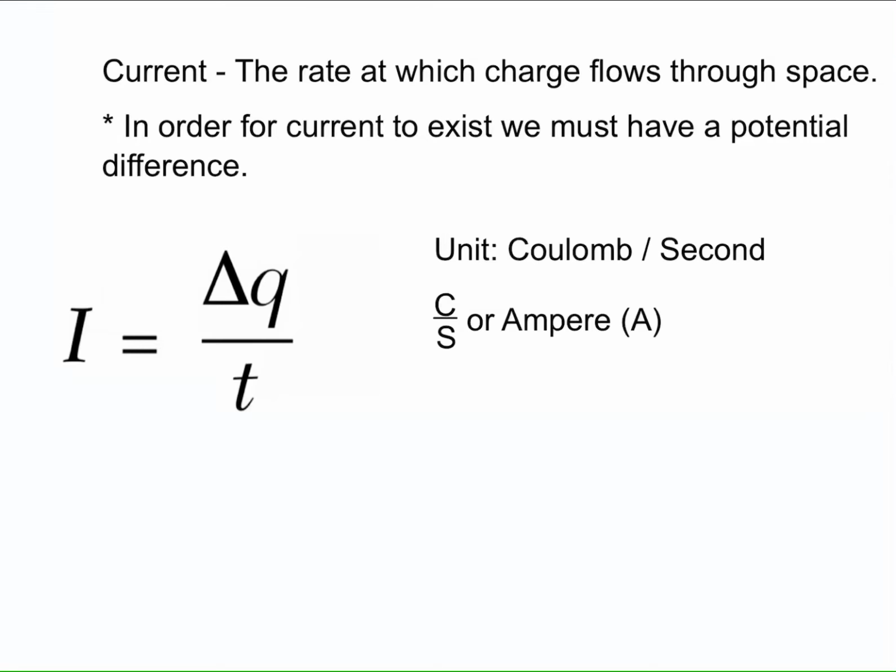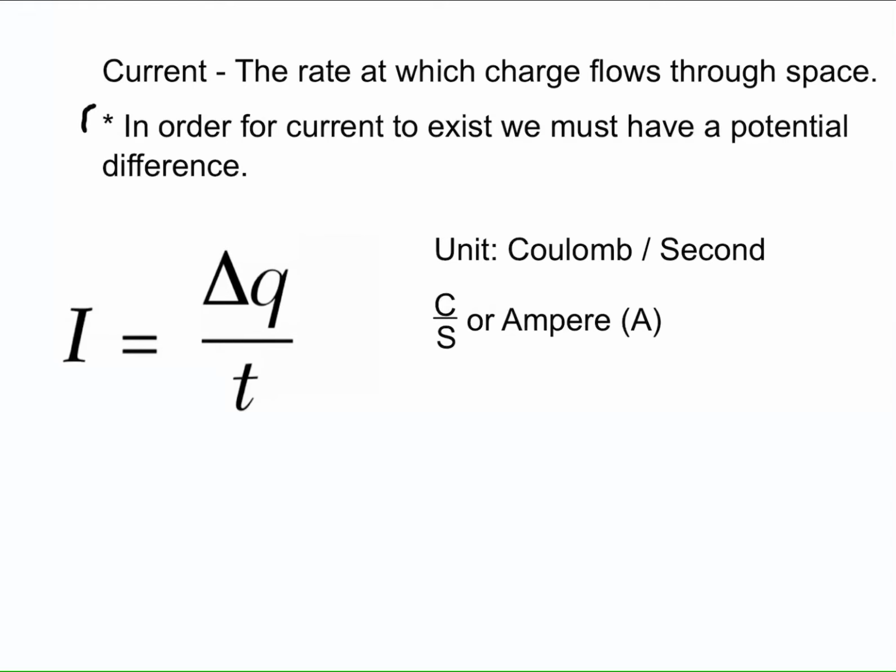Moving on. The next one is current. That is the rate at which charge flows through a space. Typically a wire or some sort of a conductor, but it could technically flow through air in the real world as well. For instance, when you have a tremendous amount of buildup of charge in the cloud, you have lightning, which is just current that flows from the cloud through the air to the ground.